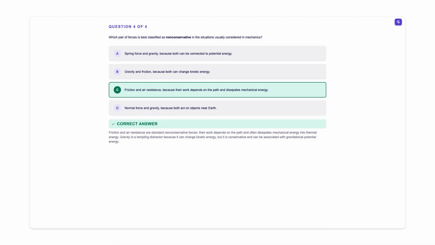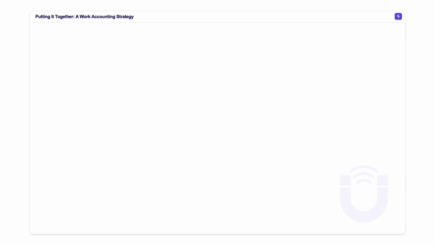Friction and air resistance are standard non-conservative forces. Their work depends on the path and often dissipates mechanical energy into thermal energy. Gravity is a tempting distractor because it can change kinetic energy, but it is conservative and can be associated with gravitational potential energy. Here is a compact strategy for work problems.